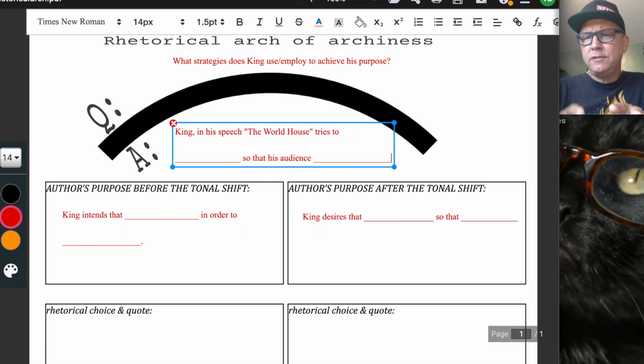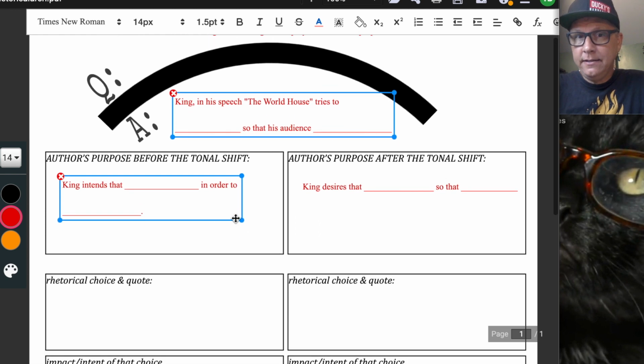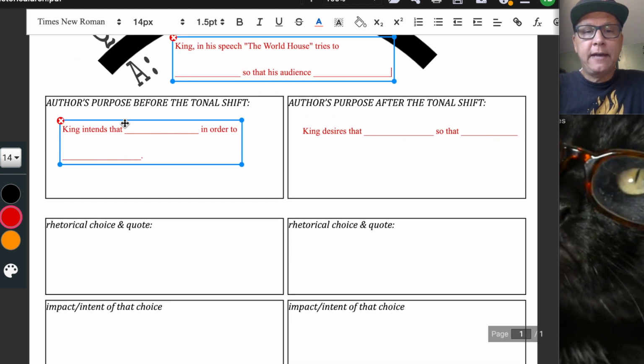So what I'm hoping you see here is these are just templates, and you could use these templates for any piece that you're addressing. Just change the author's name, change the title of the work, and you can use this template to help you hone in on what's happening before and after the tonal shift. Now, if you have annotated the actual writing, then the rest of this should come rather easily, because the key here is, this is his purpose, so what is happening in that section of text that would help me identify how that purpose is accomplished?